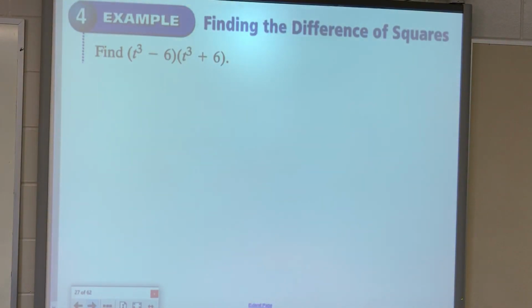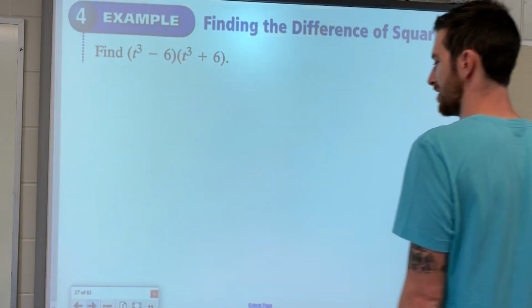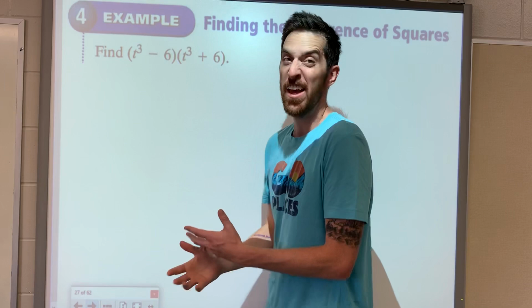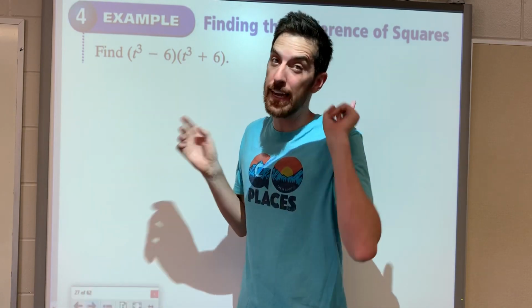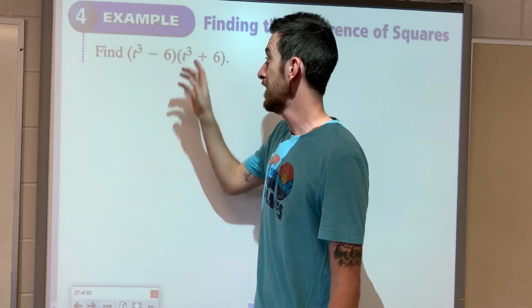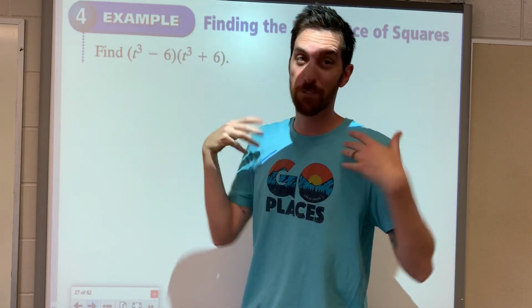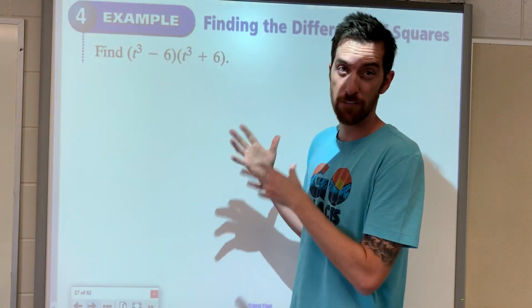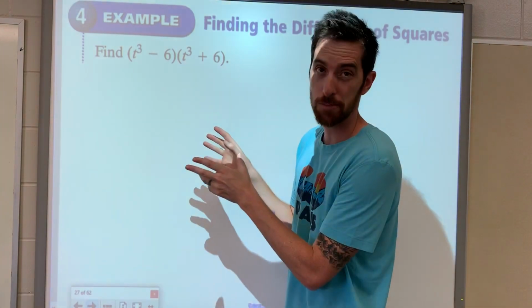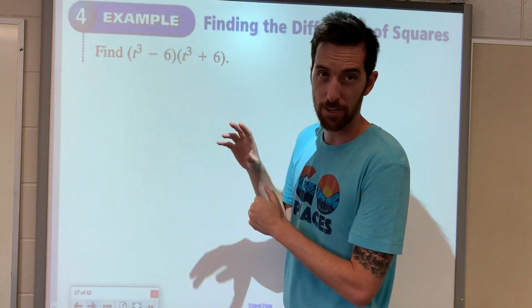Find (t³ − 6)(t³ + 6). If you look in the parentheses, they're the exact same thing, except for one small difference. This one has a minus, this one has a plus. There's actually a great shortcut for this. They call this the difference of squares. They're the same thing, but one is positive, one is negative.